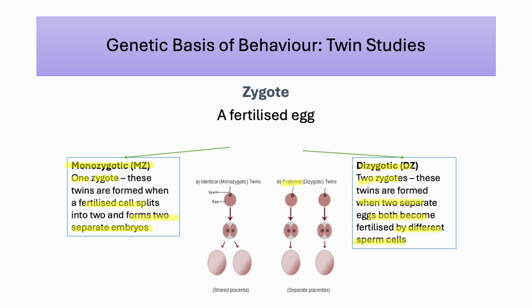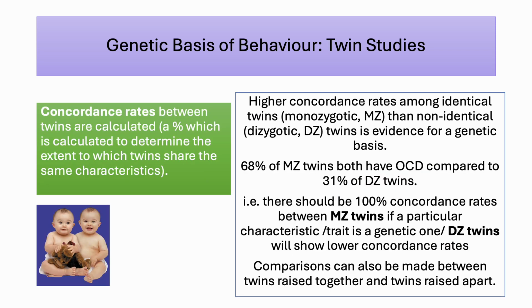They're essentially just brothers and sisters that are born at the same time and share a womb together, whereas your monozygotic twins are that, splits into two and share that same genetic material. So the way twin studies work and the way they are used to investigate the genetic basis of behaviour is through calculating concordance rates. So a concordance rate is a percentage which is calculated, and it is used to determine the extent to which twins share the same characteristics.